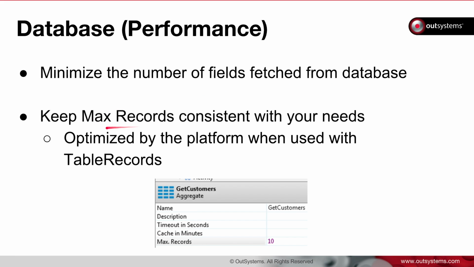Also keep max records consistent with your needs. Now they are optimized by the platform when used with table records. Now max records are a property that you find in all aggregates. They're right here. If you leave them empty, the platform will retrieve all records, all rows pertaining to a particular aggregate. But if in your code you're actually only using the first row, for instance, and you're not iterating the remaining rows, then in that circumstance, you should set this to 1.